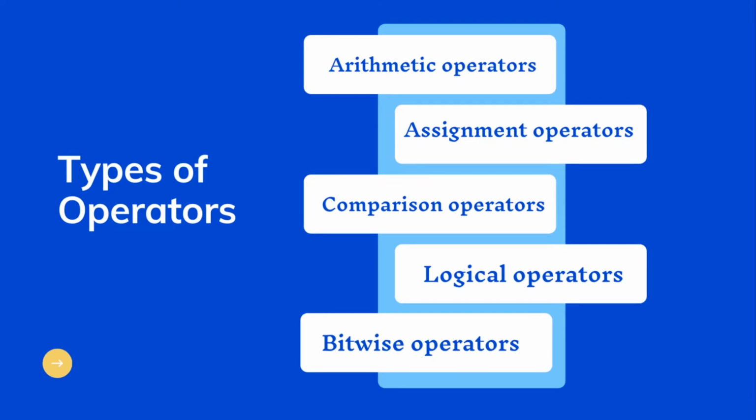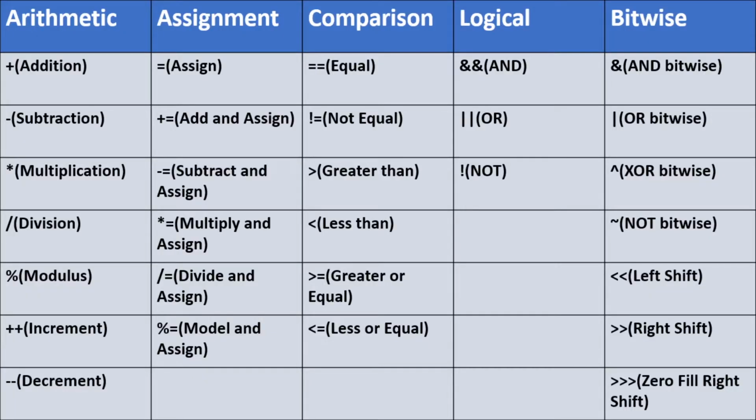So what is an operator? As we talked before, programming is all about working on data. This data should be processed with some formulas, and these formulas need some operators like addition, subtraction, and others. It is the backbone of any program. Here are five main operators in Java: arithmetic, assignment operator, comparison operator, logical operator, and bitwise operator. Here are some of the operators from each category, and let's proceed one by one.